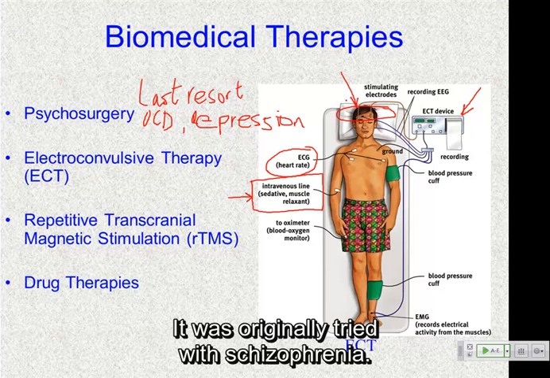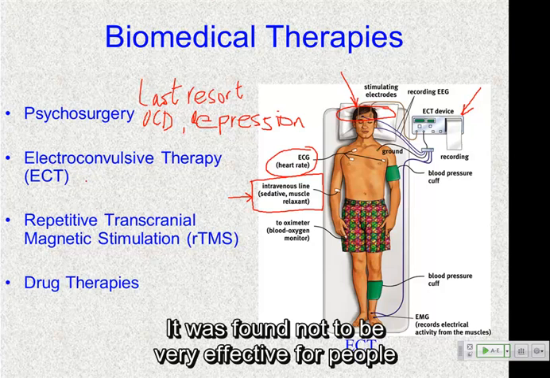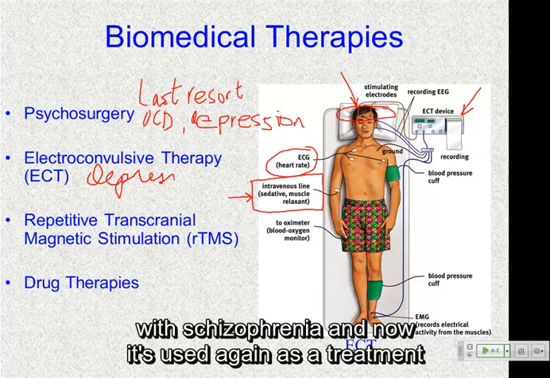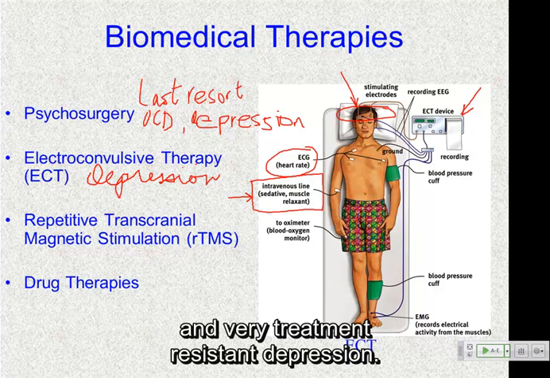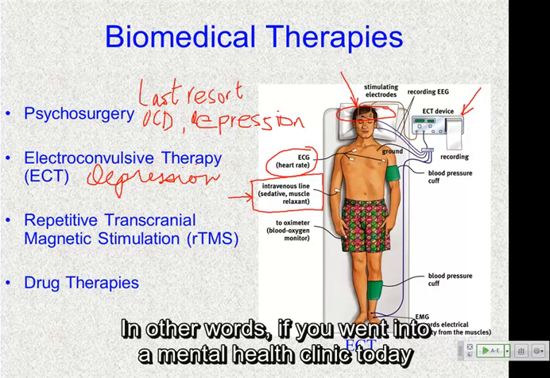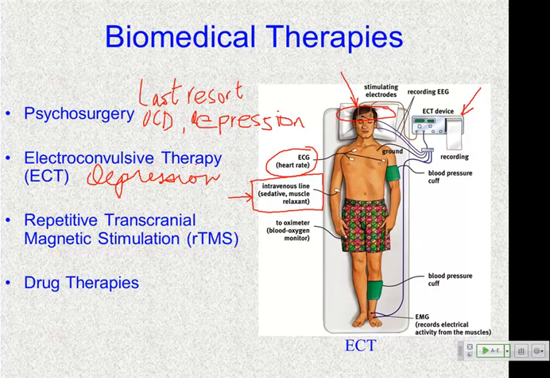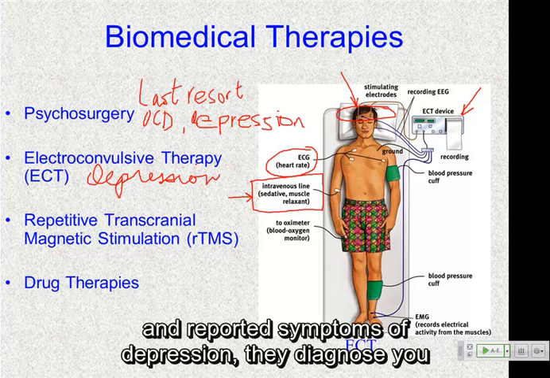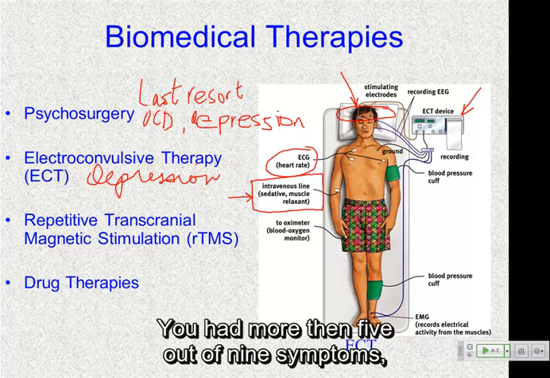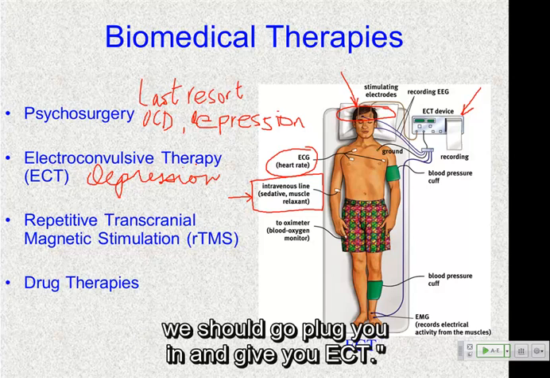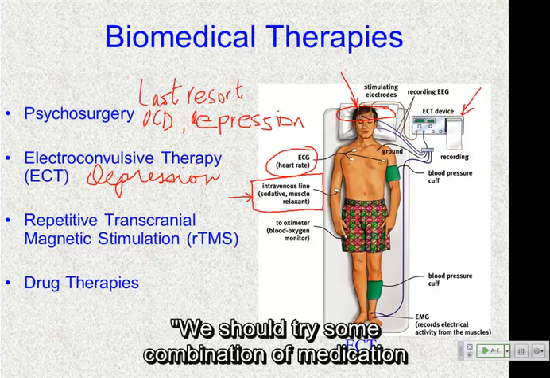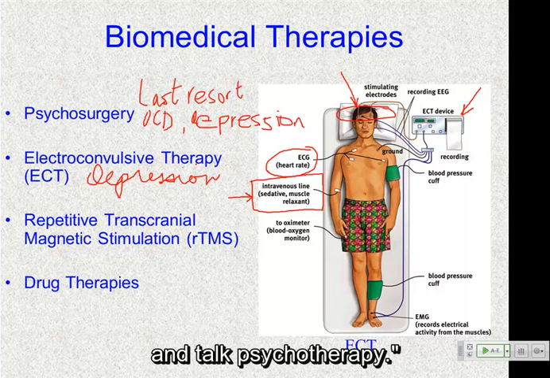It was originally tried with schizophrenia. It was found not to be very effective for people with schizophrenia, and now it's used again as a treatment of last resort for severe and very treatment-resistant depression. Okay. In other words, if you went into a mental health clinic today and reported symptoms of depression, and they diagnosed you as having major depression, you had more than 5 out of 9 symptoms, and one of them was number 1 or number 2, they're probably not going to say, hey, we should go plug you in and give you ECT. Okay? What they're going to say is probably we should try some combination of medication and talk psychotherapy.